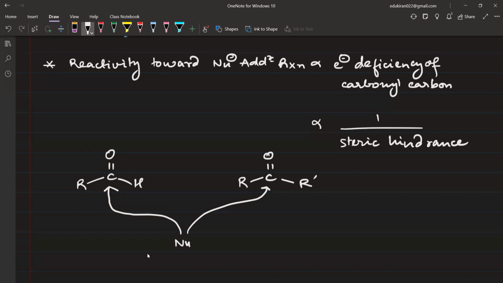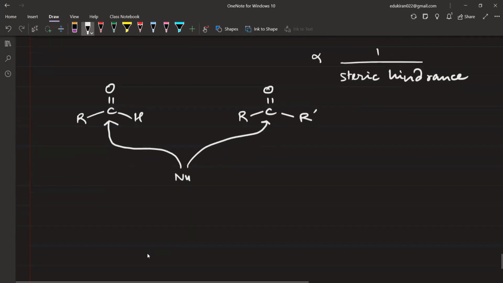Now let us talk about both of these things regarding their electron deficiency and their steric hindrance. First of all, let us talk about the electron deficiency. Obviously, the carbonyl carbon is electron deficient, meaning electron poor, because it is attached to an oxygen atom with a double bond. So this will be delta positive. Here it will also be delta positive.